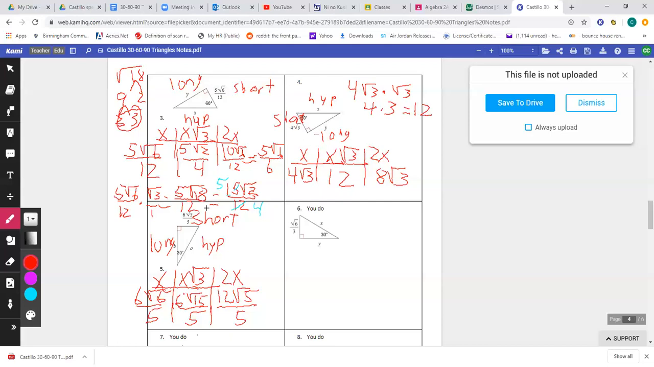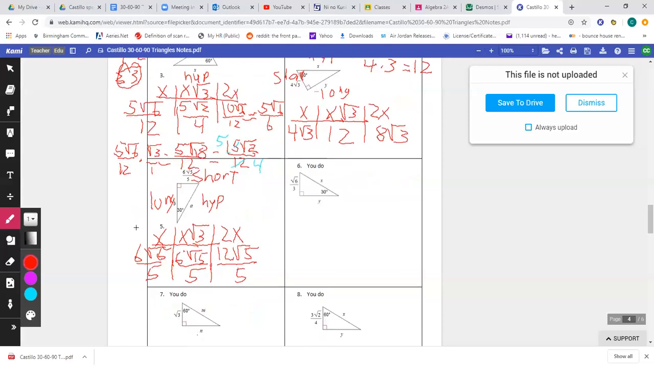Okay, number 6 was probably the more challenging one, so I'm going to go over number 6. Once again, this is short, this is long, and this is hypotenuse. If I make our little table, this table is everything for these type of questions. They give me my short, it's root 6 over 3.